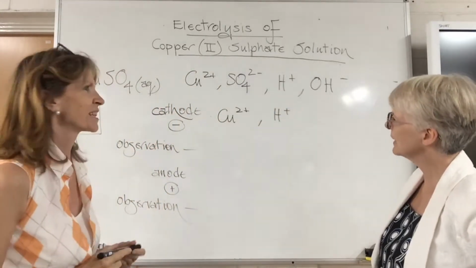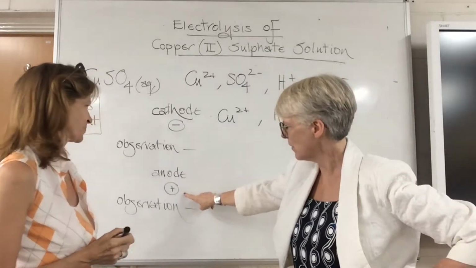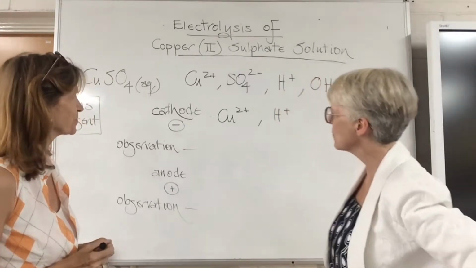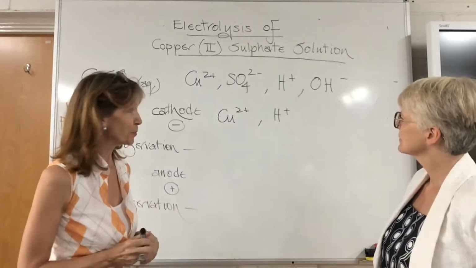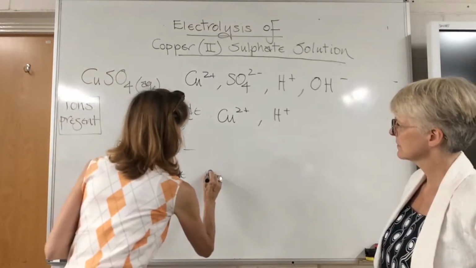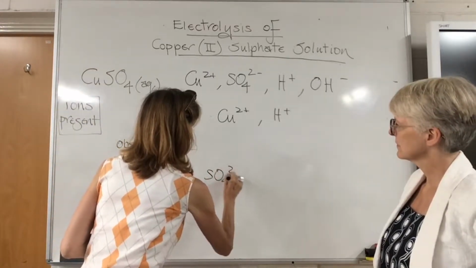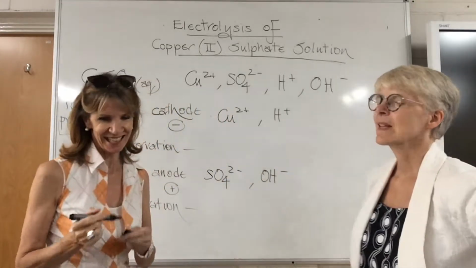Lovely. Now while we are thinking about attraction, the anode is the positive electrode. So which of our ions will be attracted to the anode? Again, very straightforward, Dr. Bourne. That will be the negative ions. And we have sulphate and hydroxide, which is OH minus.